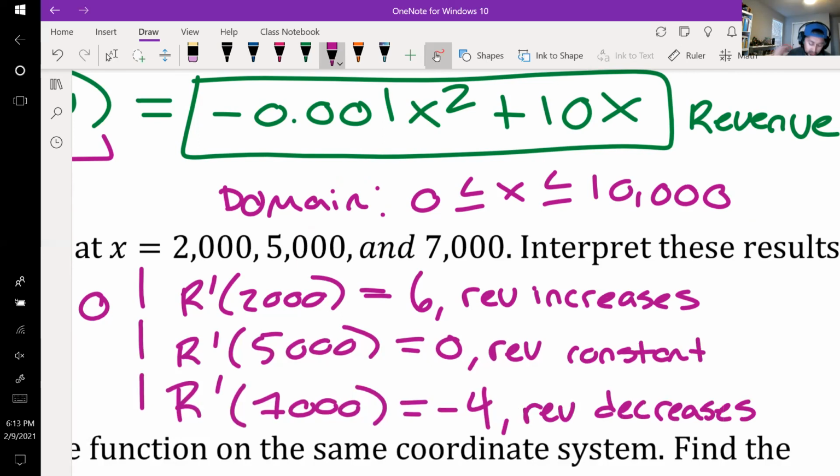Very good. So what we're saying is that at 2,000 headphones, we're like the new headphone on the market. Everybody wants it, and revenue is increasing by $6 per headphone. Then we are producing 5,000 headphones, and revenue is remaining constant. We're still making money. But now everybody really wants one, so we make 7,000 headphones. Now we have too many headphones out, and nobody wants it anymore because maybe the next company came out with a new headphone, and our revenue starts to decrease by $4.